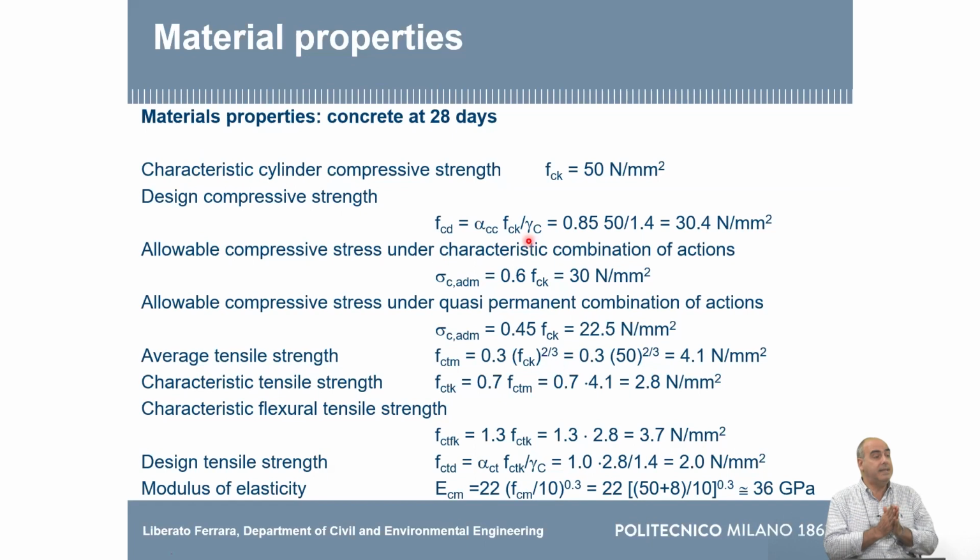Okay. Why this? Because we have better quality control in the production. Better quality control means that your dispersion, your log normal dispersion is narrower. So your material properties have a lower scattering. So we are allowed to use 1.4. And then in the design value, we also apply this further factor, 0.85.